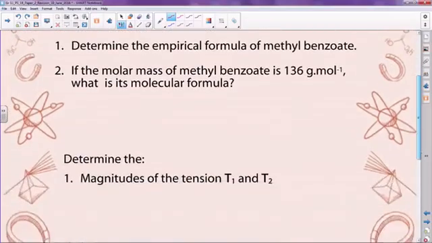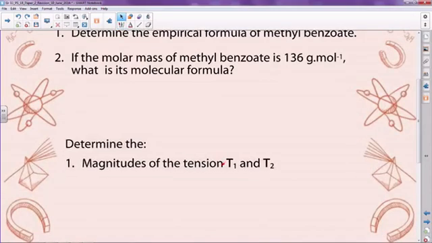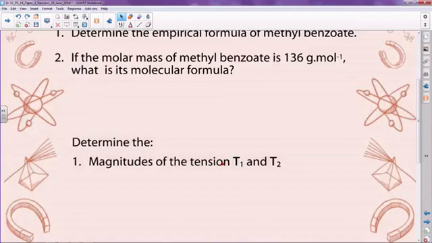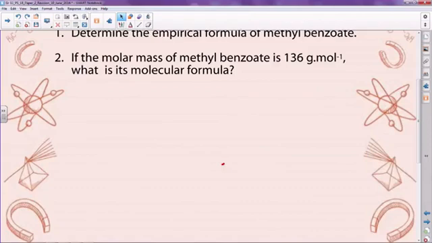I seem to have left my... Let's see if we can get rid of this. Come on. There we go. Come on, delete. There we go. Now we've got some space.